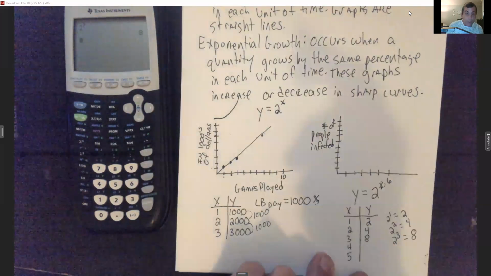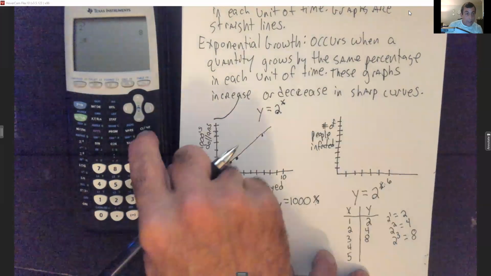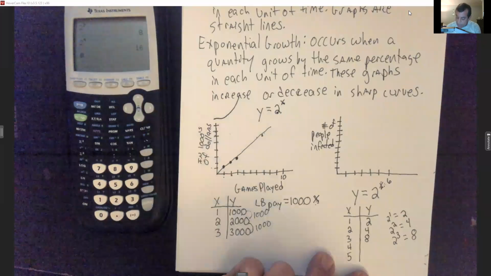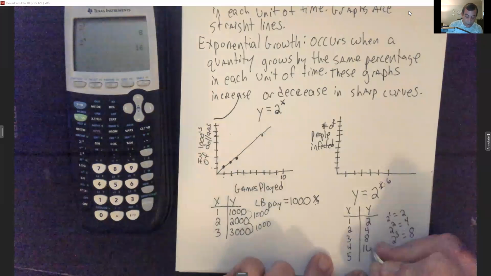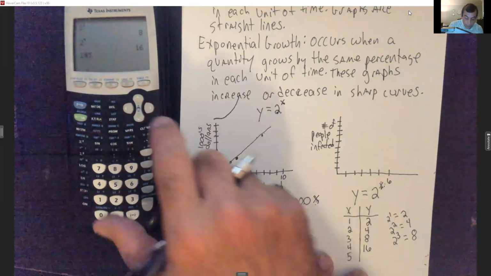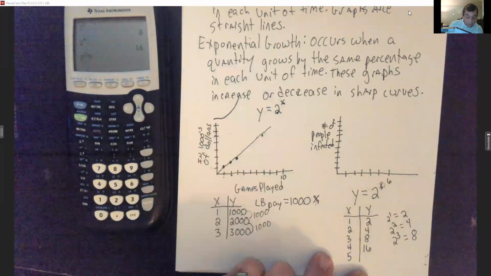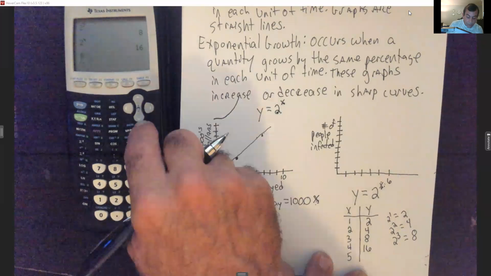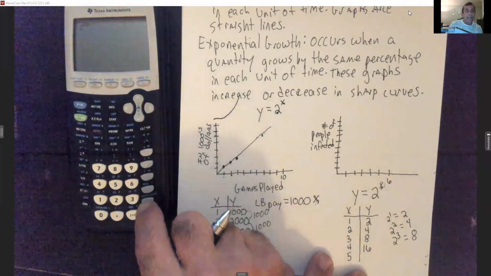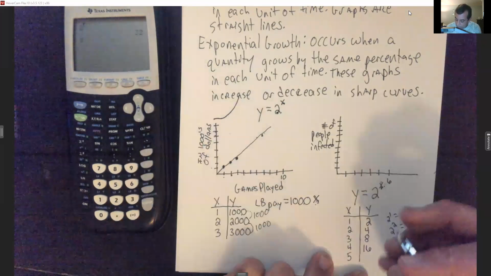2 to the 4th, we hit in 2 to the 4th, we get 16. And then finally, let's do 2 to the 5th. Whoops, wrong key. All right, y'all, 2, cursor, what I say, 5. 2 to the 5th is 32.